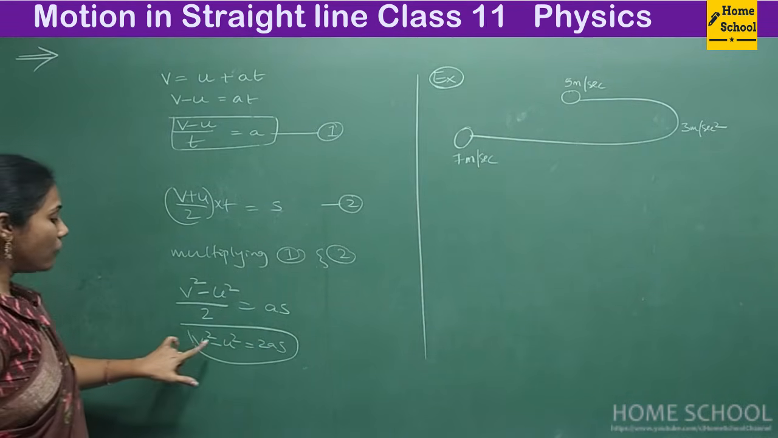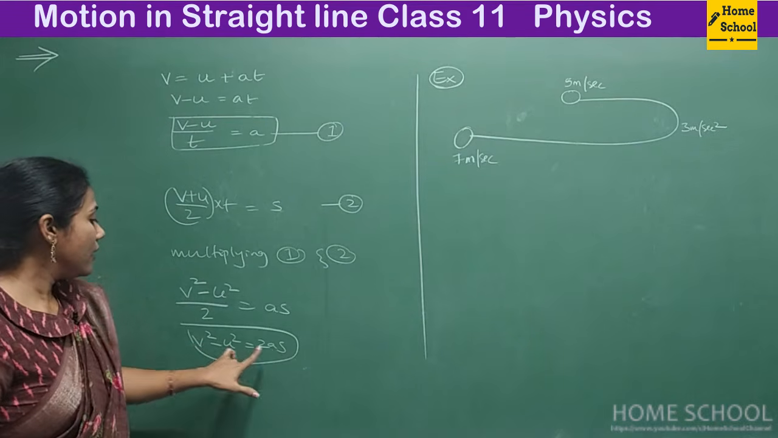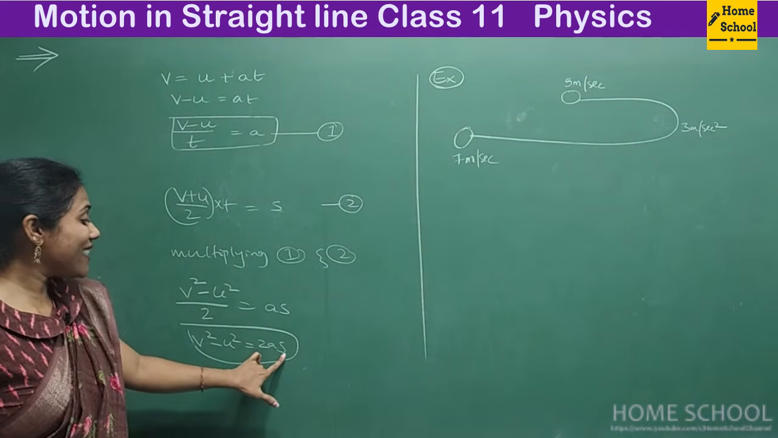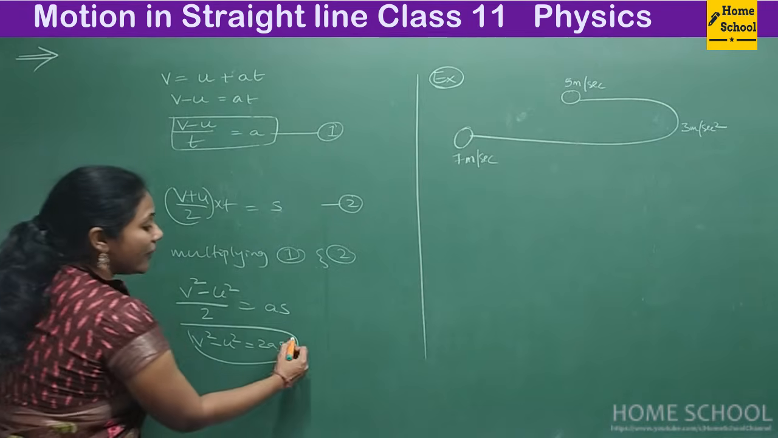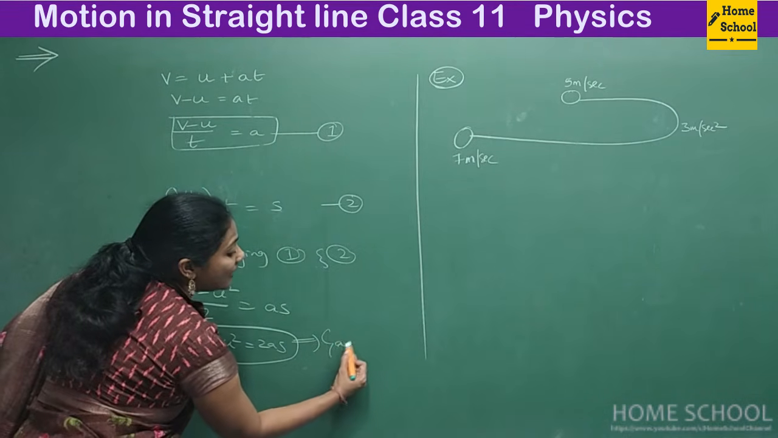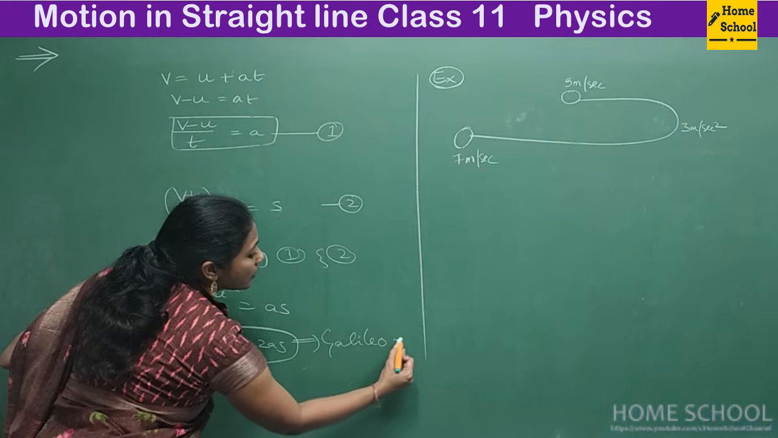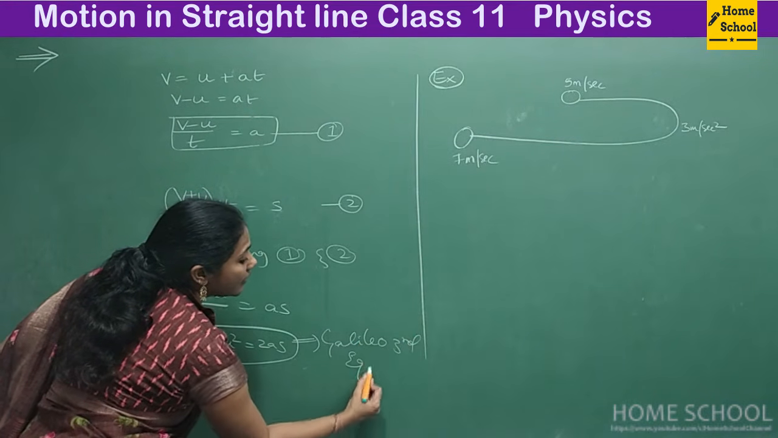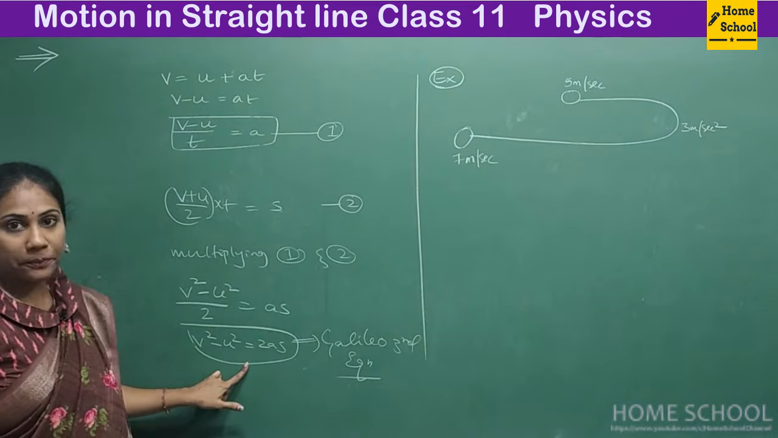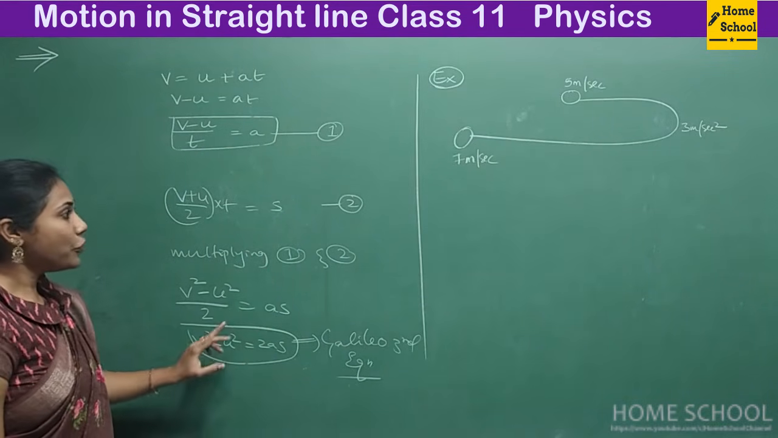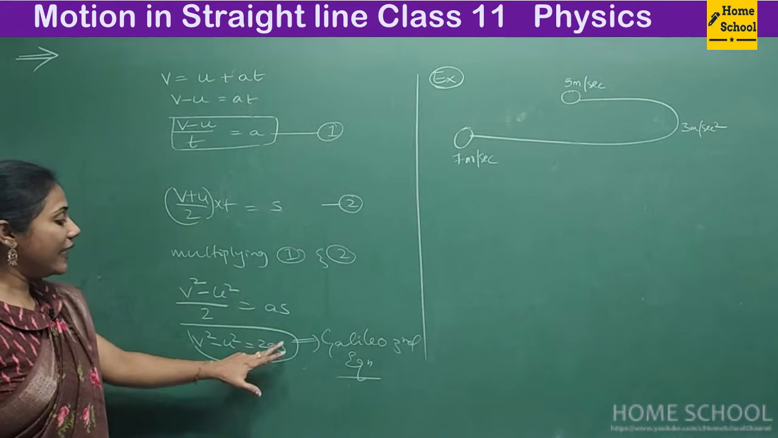Final velocity. What is u? Initial velocity. a is acceleration, s is displacement, right? We will call this equation Galileo's third equation, Galileo's third equation for a uniformly accelerated body. Using this also we can calculate displacement.